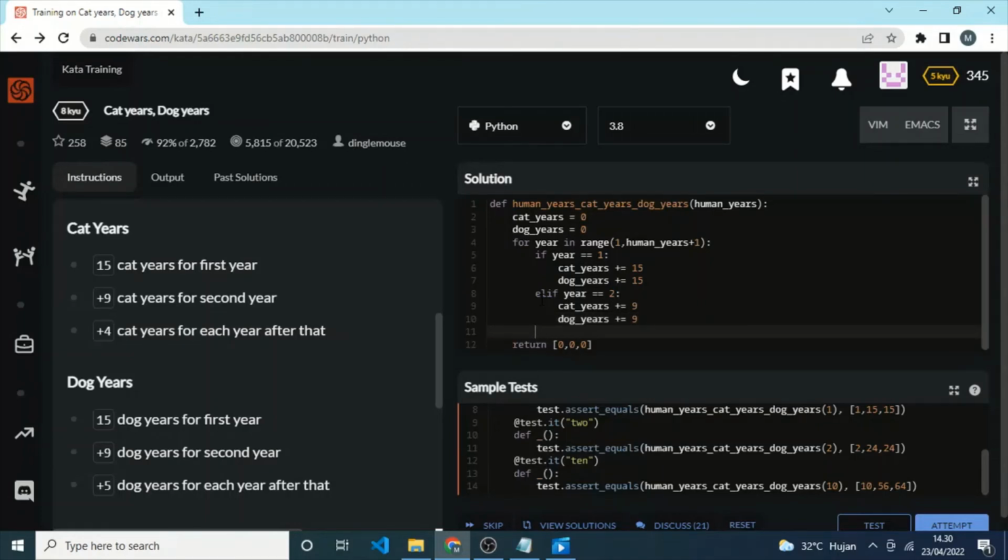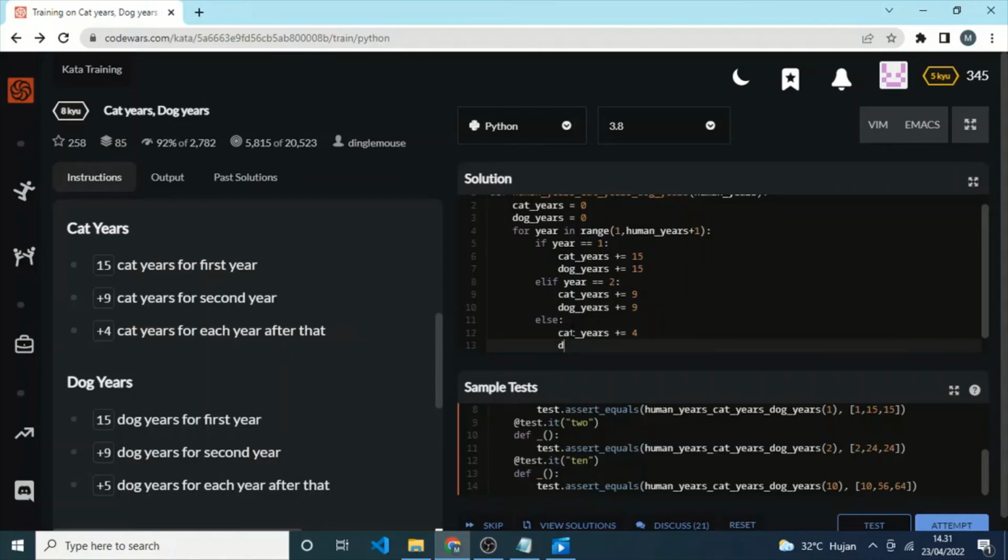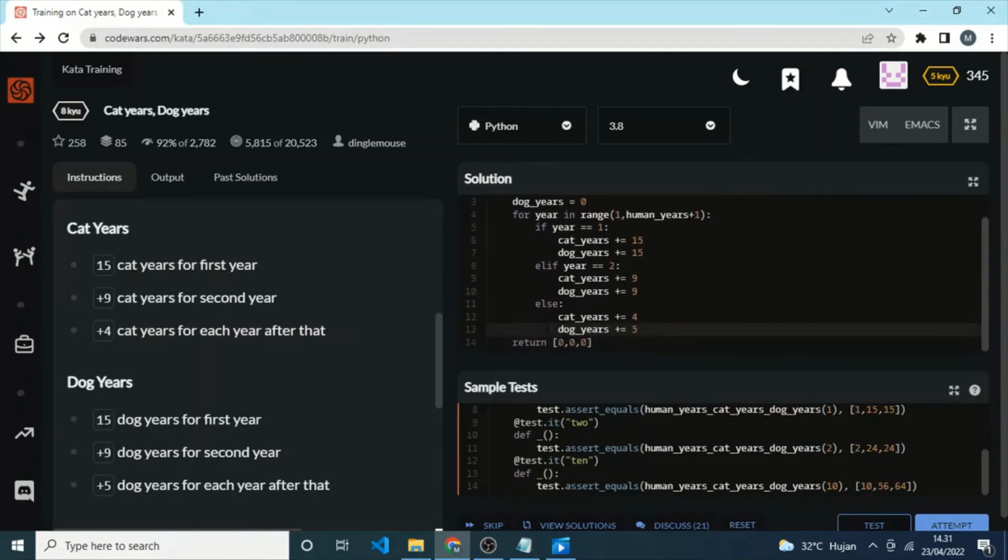And then the last one is if it is already the third year, cat years will be plus 4, and then dog years will be plus 5. So else, cat years plus 4, then dog years plus 5. Okay, and then we will return human years, cat years, and then dog years.